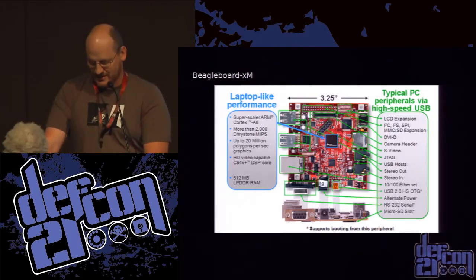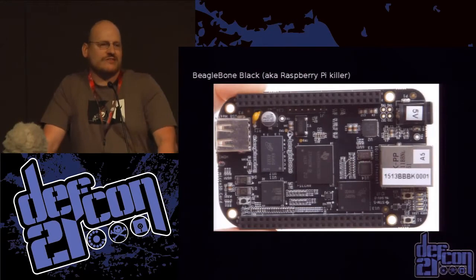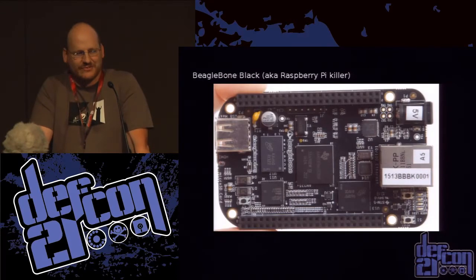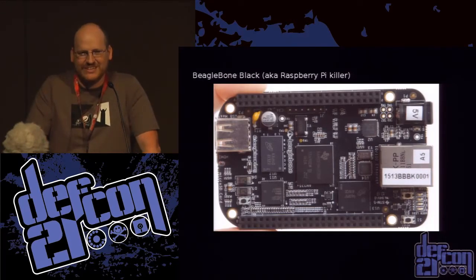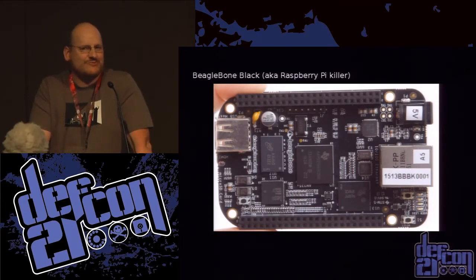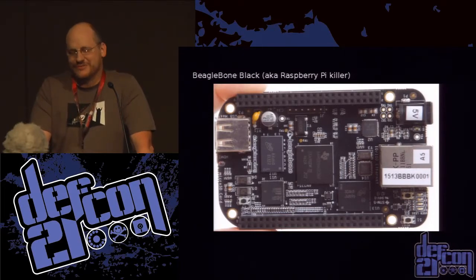And here's the other device that you would be more likely to use if you were starting today. This is the BeagleBone Black, also known as the Raspberry Pi Killer, right? This came out in late April. It lists for $45. I've spent an average of $42 on the ones that I've purchased, and it's a nice piece of hardware.